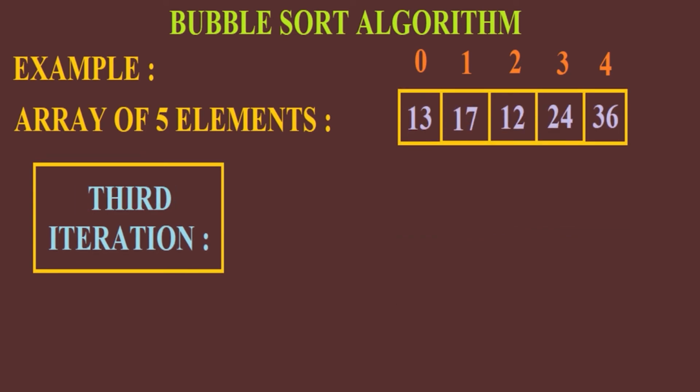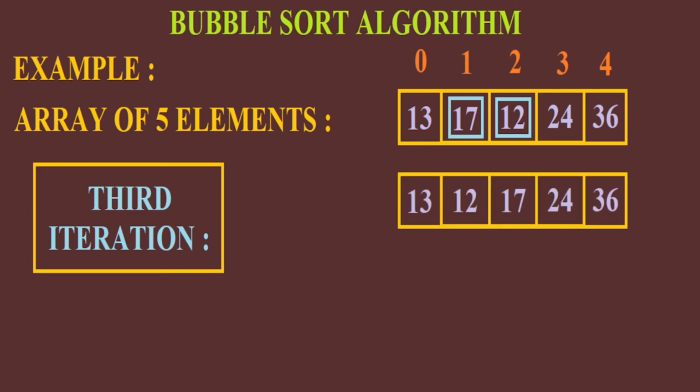In the third iteration, 13 will be compared to 17. They will remain in their original positions since 13 is less than 17. Then 17 and 12 will be compared and they will interchange positions as 17 is greater than 12. Then 17 will be compared to 24 and they both will remain in their original positions because 17 is less than 24, and 24 and 36 will also remain in their same positions because of the same condition. So after the third iteration, the array will look like this: 13, 12, 17, 24 and 36.